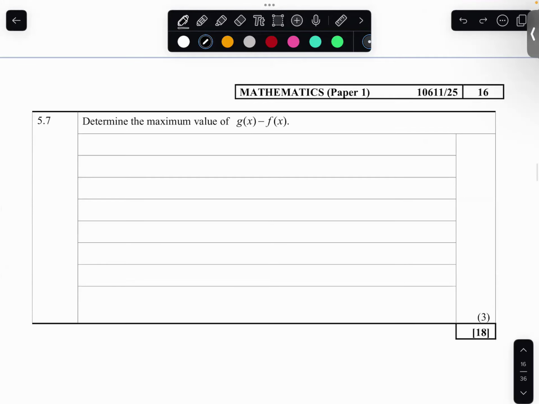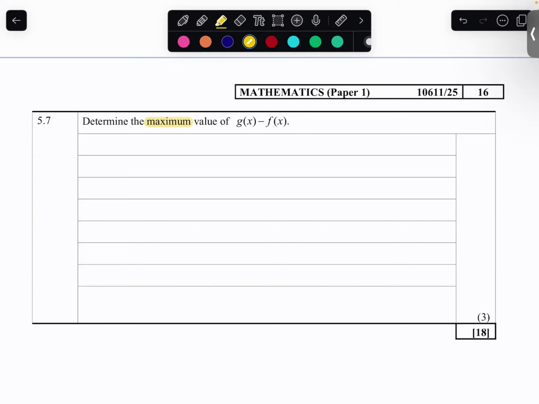Simple. Determine the maximum value of g of x minus f of x. In paper 1 and paper 2 sometimes, but mainly in paper 1, the word maximum and minimum means find the derivative and make it equal to 0. It's an optimization question, and it can come out in any section. It doesn't have to be in calculus. The second you see the word maximum or minimum, it's an optimization question. You need to form an equation that you can find the derivative of and make that derivative equal to 0.